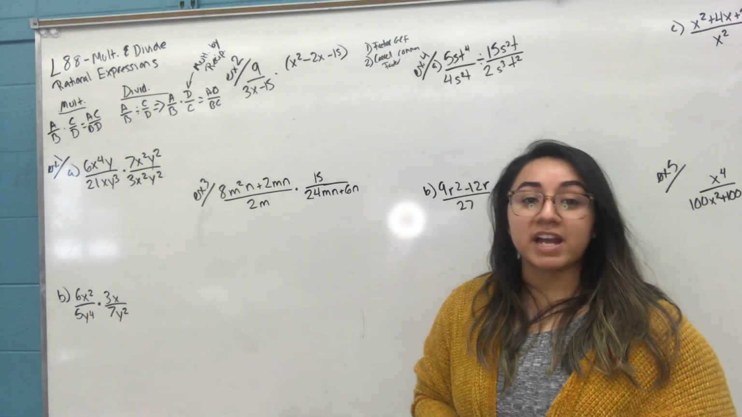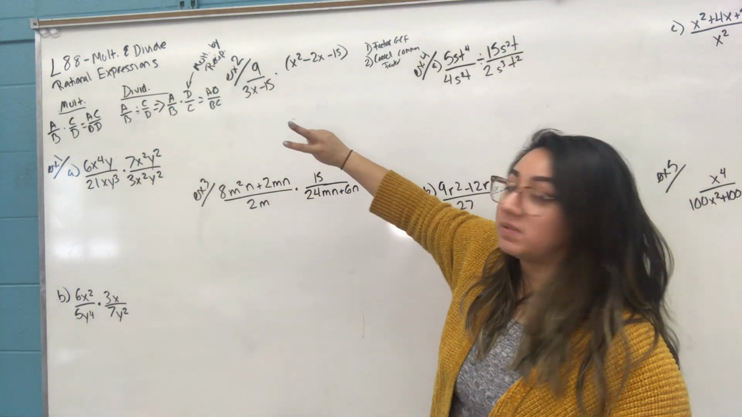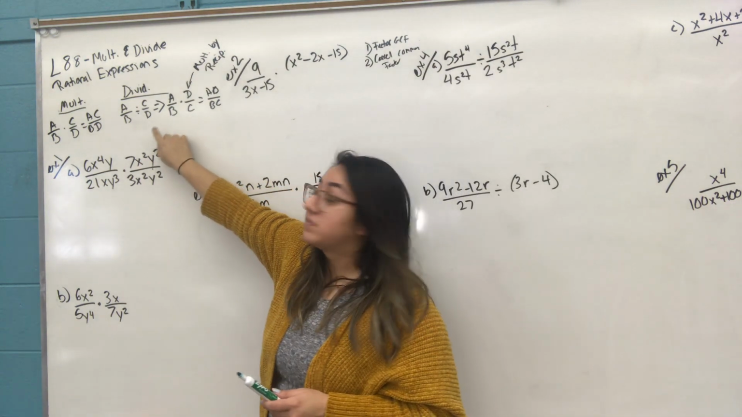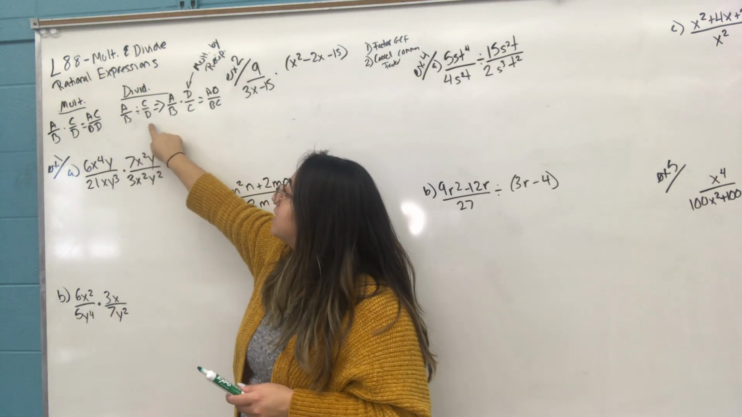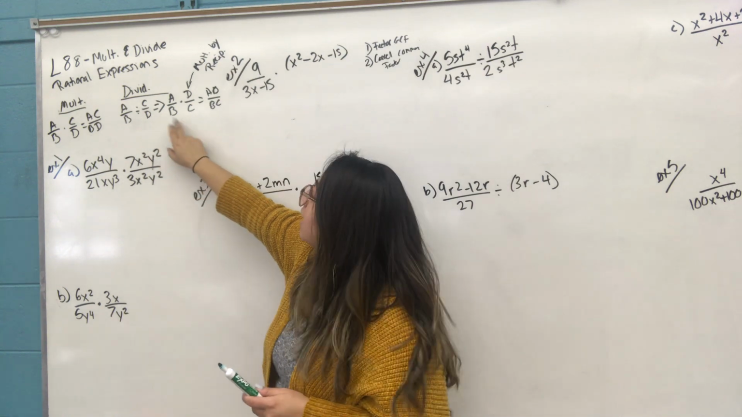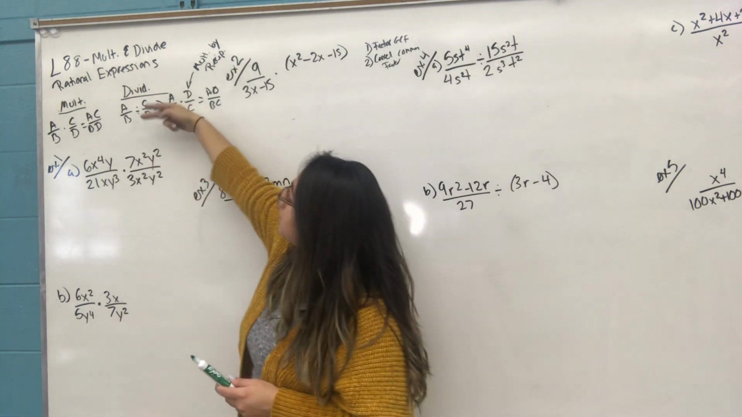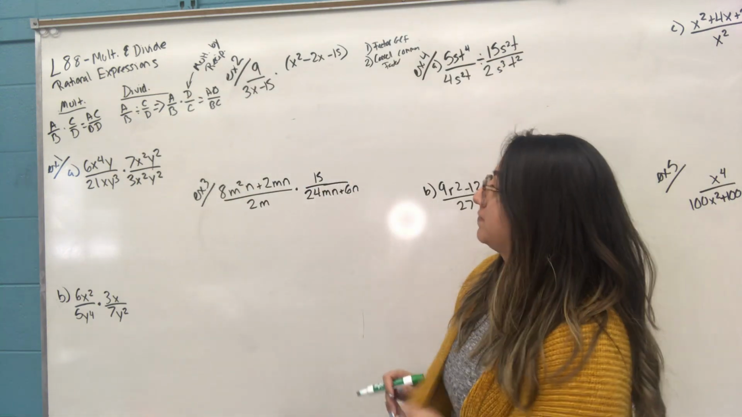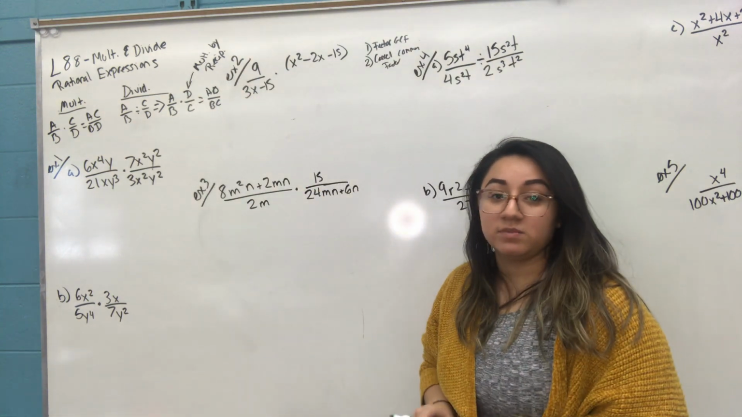When you're dividing fractions, what that means is you're multiplying by the reciprocal of the second one. So here is A over B divided by C over D. This is equal to A over B times the reciprocal, which is D over C. So you're always multiplying by the reciprocal of the second one, and then you multiply across, because now you're multiplying.